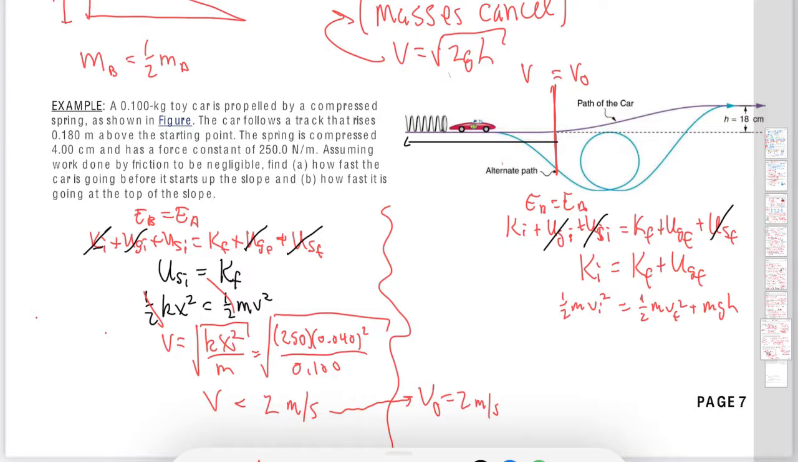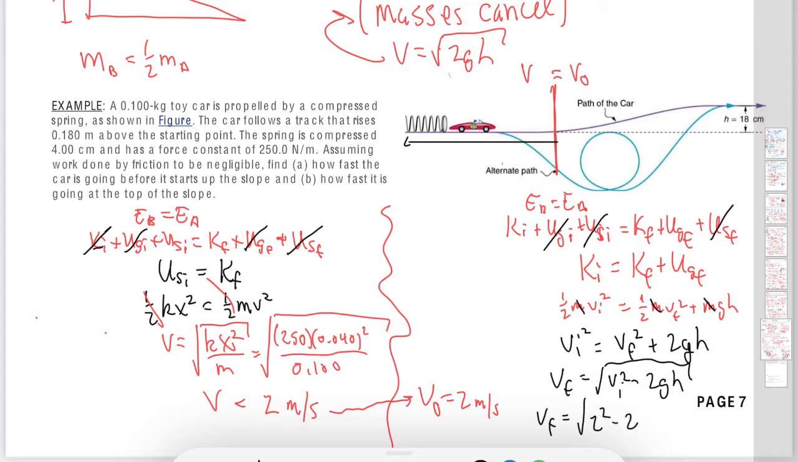And so I'm going to solve this, and now you can see it becomes my algebra game. I can multiply everything by 2, so I get vi squared equals vf squared plus 2gh. And I solve it for vf, so vf is going to be the square root of vi squared minus 2gh. And so vf equals the square root of 2 squared minus 2 times 10 times 0.18.